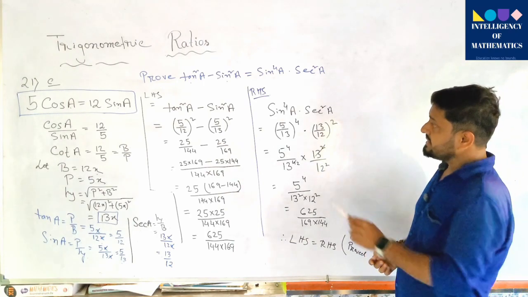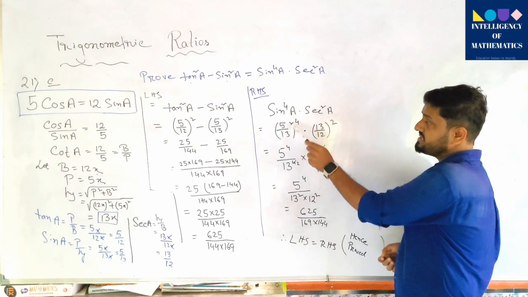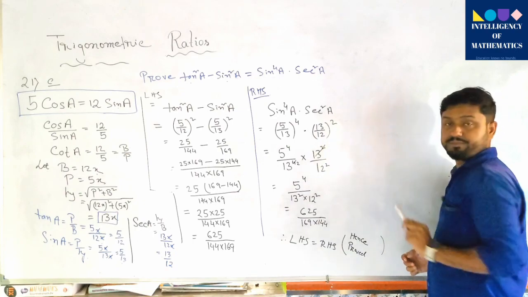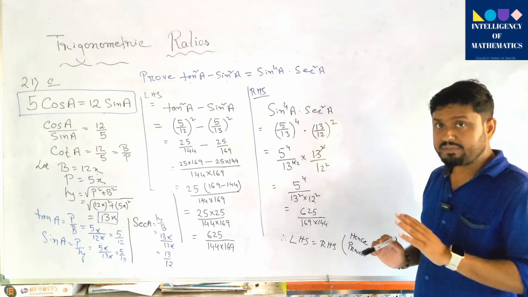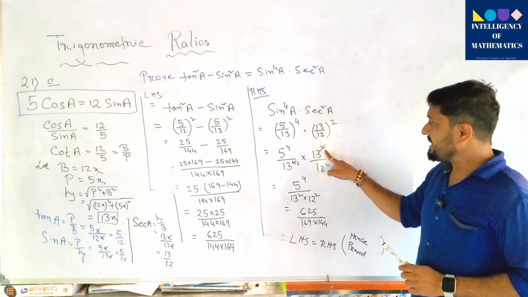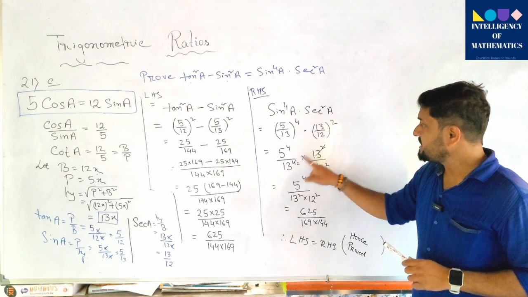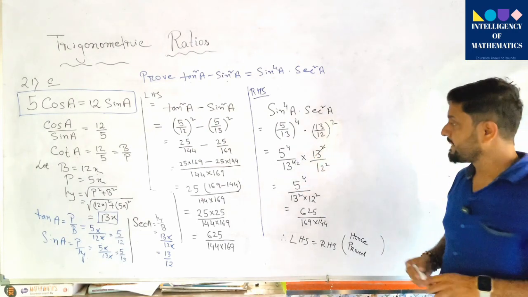Next step: this 4 will be used for 5's power, so 5 to the power 4, and this is 13 to the power 4. Here 13 square and 12 square. Now here also 13, here also 13. We have cut it. This 13 square gets cancelled with the 13 to the power 4. 2 is here, 4 is here. So cut the power, and we get only 2 remaining on the power of 13.